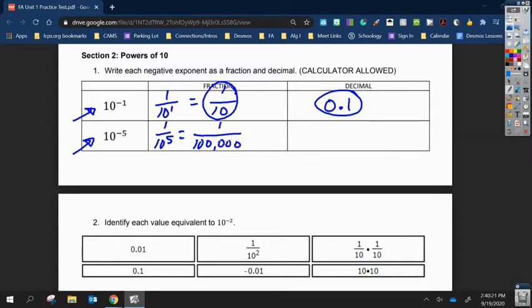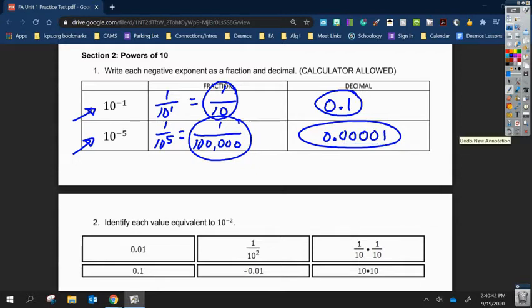100,000. So this would be my equivalent fraction, which you can get with a calculator, but you also might know this is 100,000: tenths, hundredths, thousandths, ten-thousandths, hundred-thousandths. You might be tempted to say it's 5, so I'll put 5 zeros, but it's not 5 zeros. It's only 4 zeros.